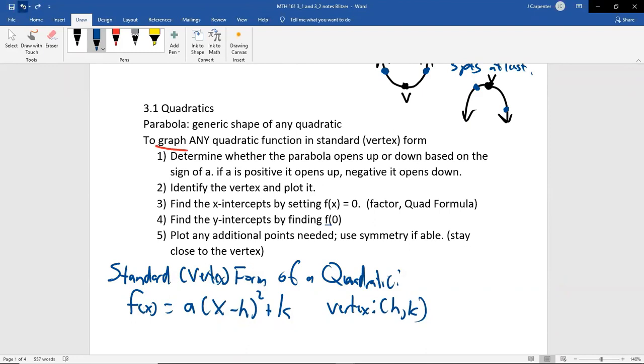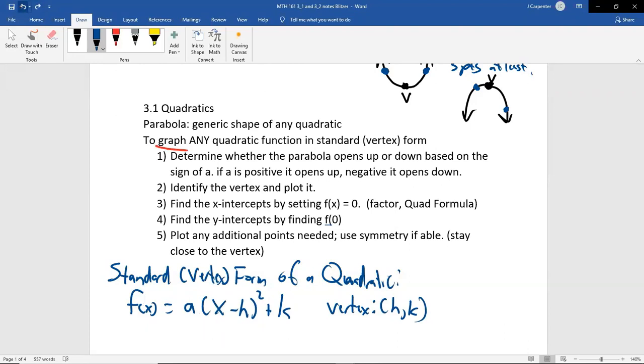So the a, which is the number in front of the parentheses, if it's positive, it opens up. If it's negative, it opens down. That is an exact correlation to whether we have a vertical reflection or not. If there had been a negative outside the core, we said everything reflected vertically. So this is technically nothing new, in fact.